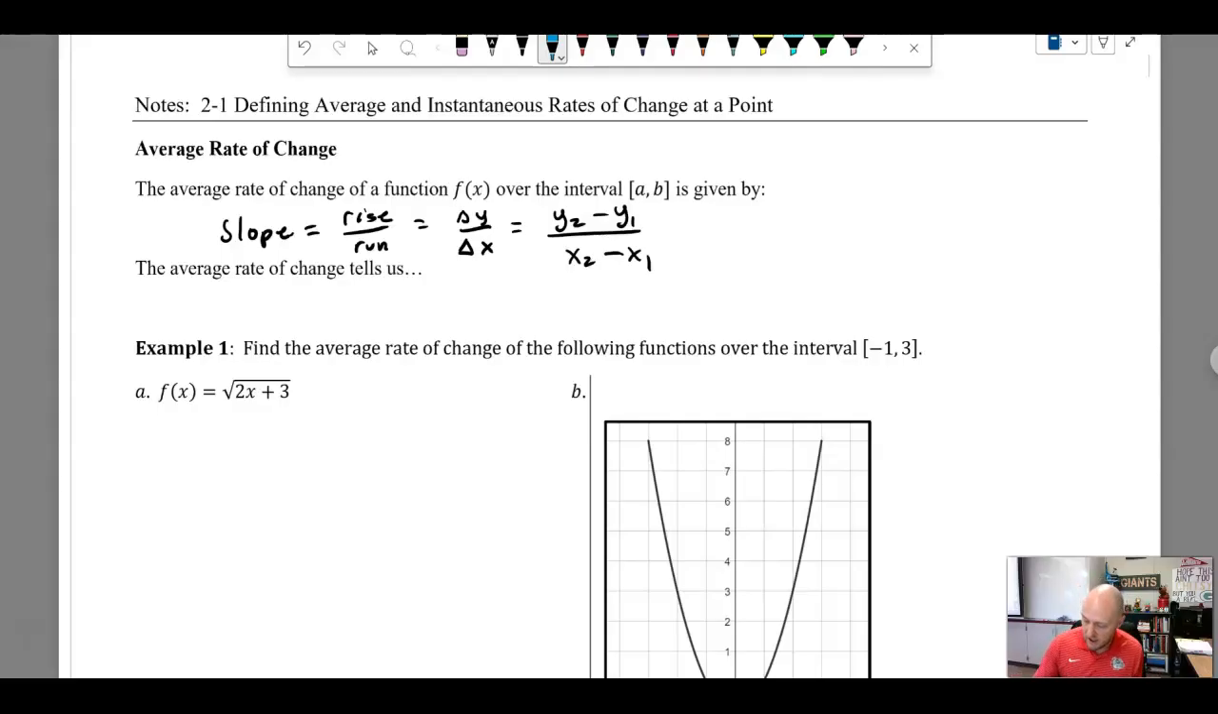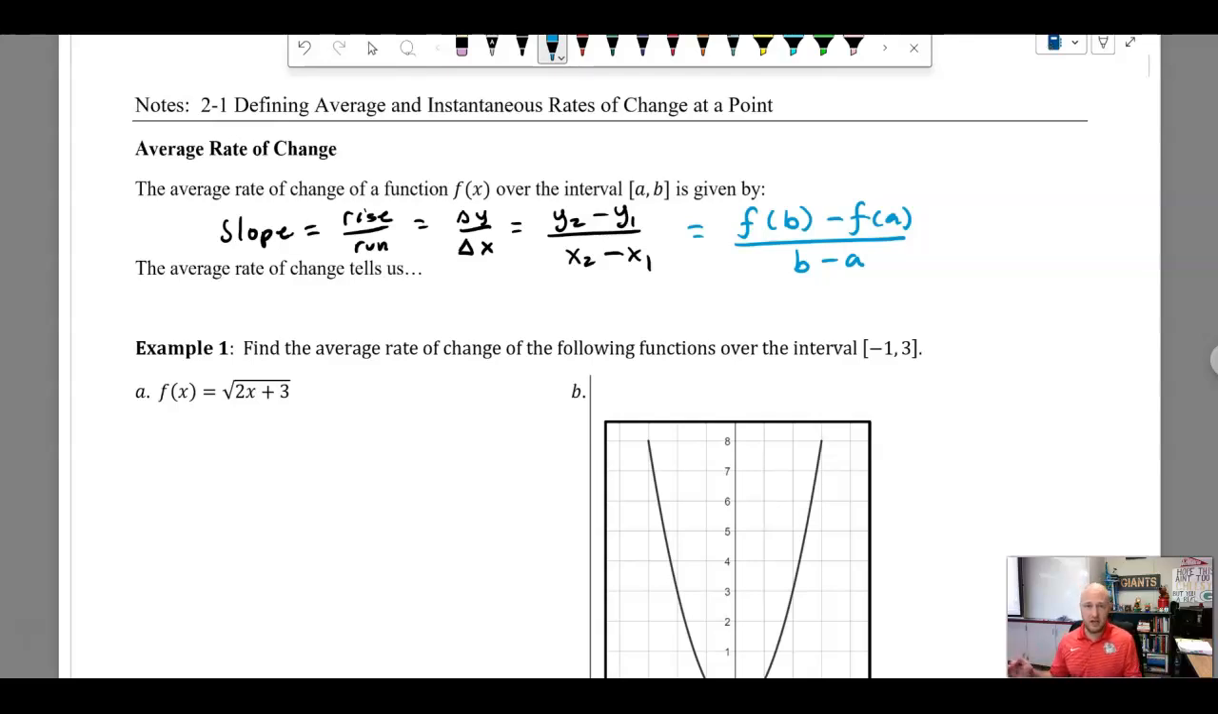For calculus, we are going to want to use function notation, especially given a function. Average rate of change is f of b, or f of your x2, your second x value, minus f of a, the function value at your first x value, divided by b minus a. So all of these say the same exact thing. It's our change in our outputs divided by our change in our inputs.